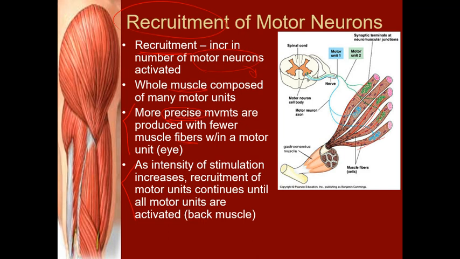All right. But if I do recruit a lot of motor units, I get a lot of force. So this is kind of like your back muscles. If I'm going to pick up something with a lot of force, I need a lot of motor units and I need a lot of muscle fibers to be activated. But I'm really not doing a precise movement. I'm picking up something big. I'm just telling it to do a lot.